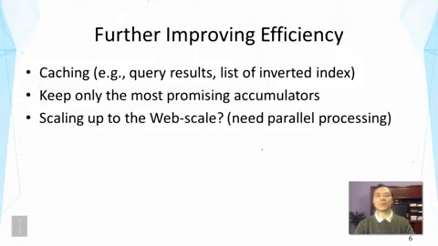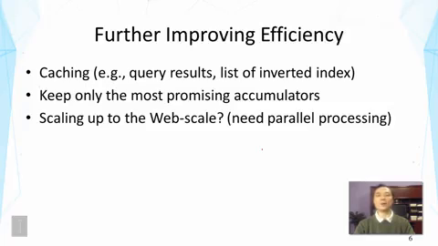So there are some tricks to further improve the efficiency. Some general techniques include caching. This is just to store some results of popular queries, so that next time when you see the same query, you simply return the stored results. Similarly, you can also store the list of inverted index in the memory for a popular term. And if the query term is popular, likely you will soon need to fetch the inverted index for the same term again. So keeping it in the memory would help. And these are general techniques for improving efficiency.